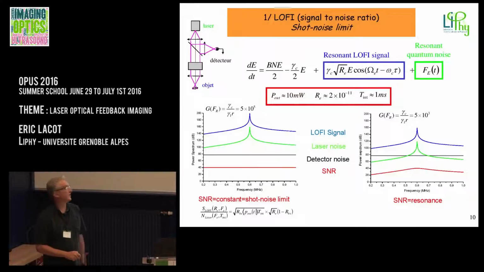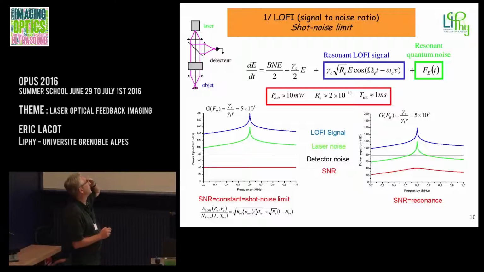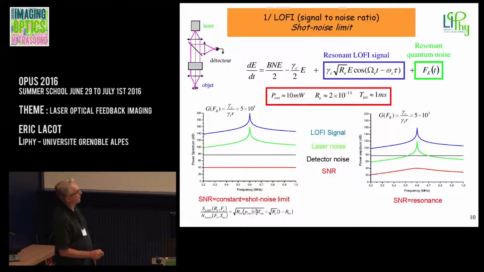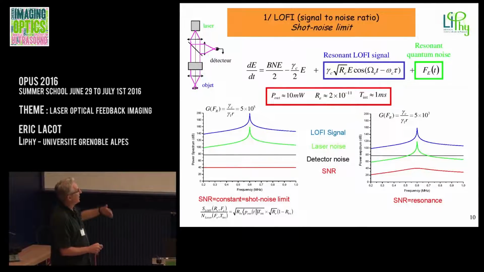Now a few words about the sensitivity of this setup. This is the rate equation of the electric field of the laser inside the laser cavity. Here the stimulated emission. Here the damping rate of the cavity. Here the beating, which is the LOFI signal before the amplification. And here the quantum noise, which is characterized by the Langevin force. The experimental conditions: a laser output power of 10 milliwatt, a very small output power, an effective feedback reflectivity of 10 to the minus 11, and the lock-in has an integration time of 1 millisecond.